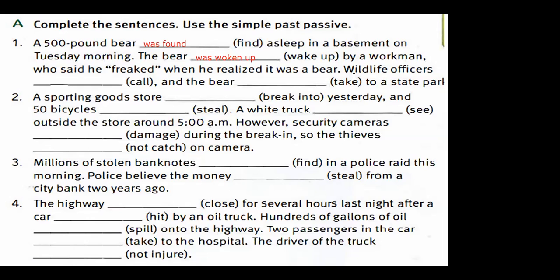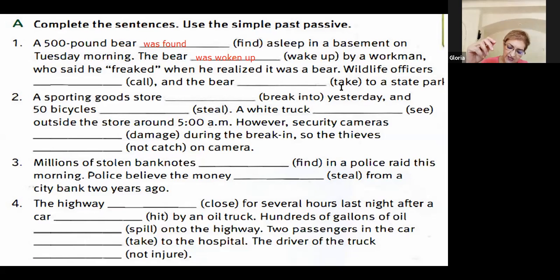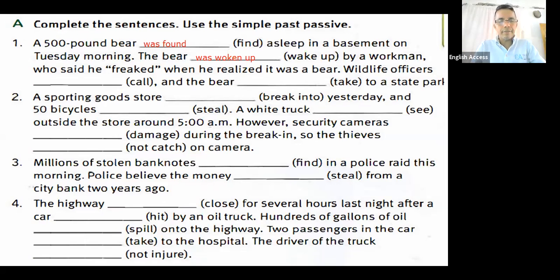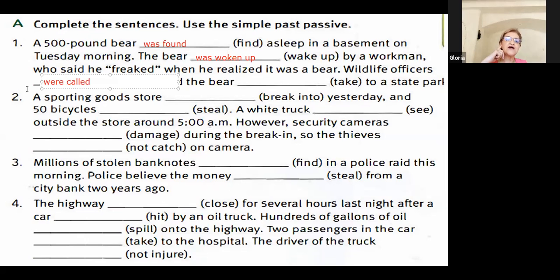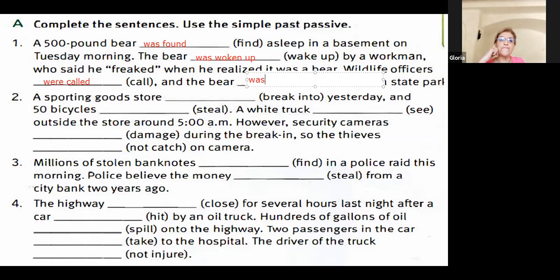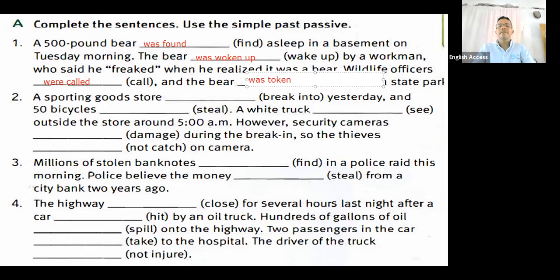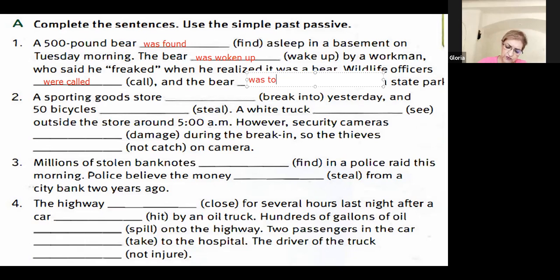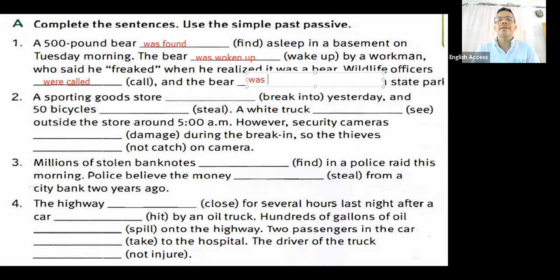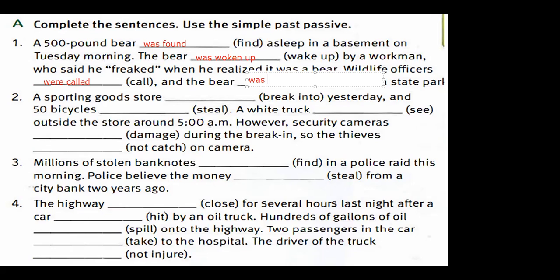Okay, Lucia. Wildlife officers were called. Called, not call it. Was called, and the bear was taken to a state park. Is it token like this? No, teacher, sorry. It's took. Lucia, what's the past participle of take? Taken. Was taken. Yes.